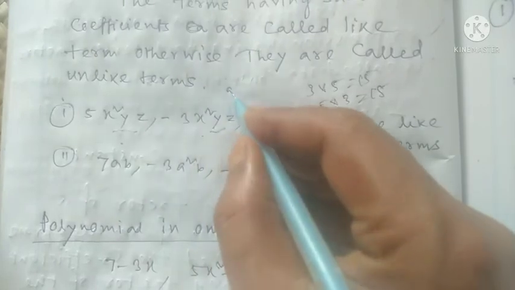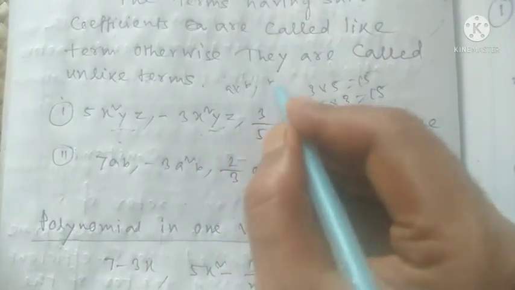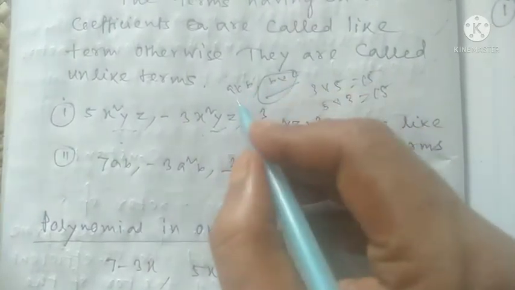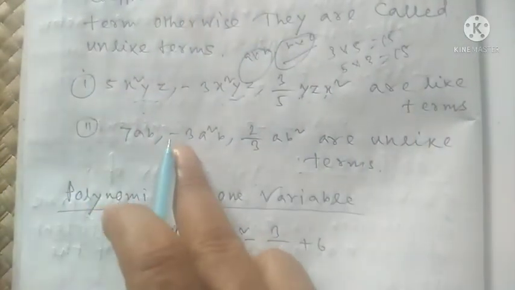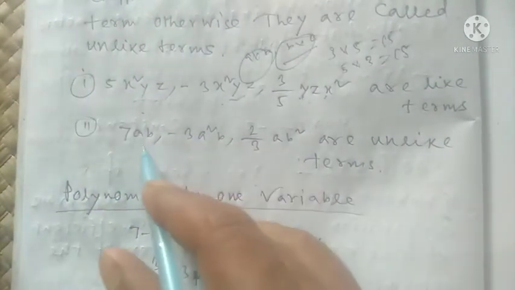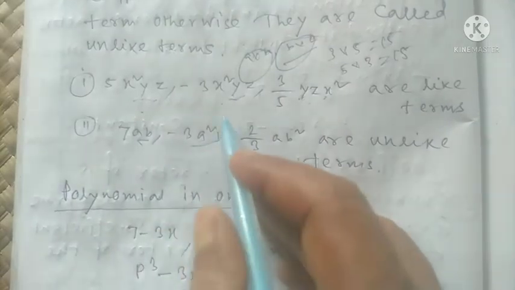Okay, so a into b, b into a, this is the same, because the multiplication form is there and a combination is there, so that time you have to take the same. Okay, so in all these 3 algebraic expressions the literal coefficient is the same, that's why these are like terms. Okay, and 7ab and 3a square b, here is ab and here a square b, this is not the same.